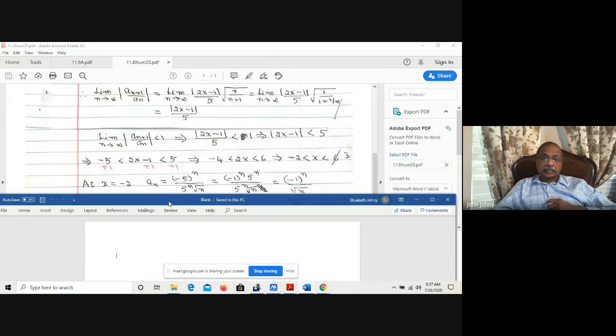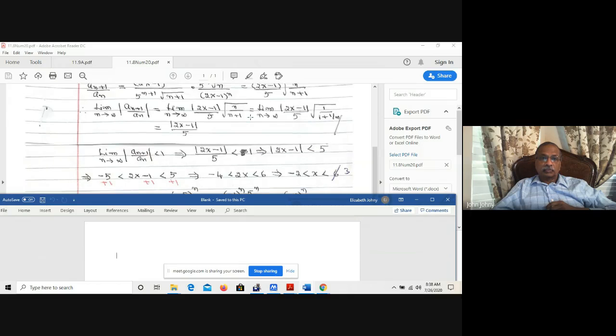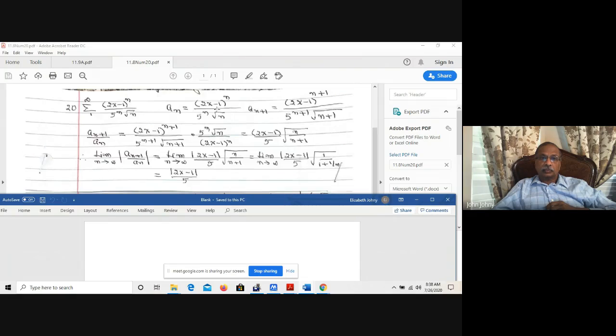And now you are checking the endpoints. At x equal to negative 2, 2x minus 1 is 2 times negative 2 minus 1. That is negative 4 minus 1, negative 5. So it is negative 5 to the power of n. Now we are not taking the absolute value. So a_n is equal to negative 5 to the power of n divided by 5 to the power of n times square root of n. You are using this formula.